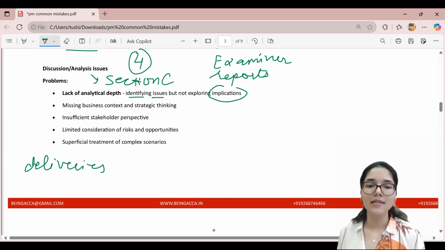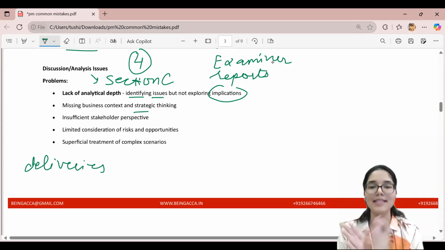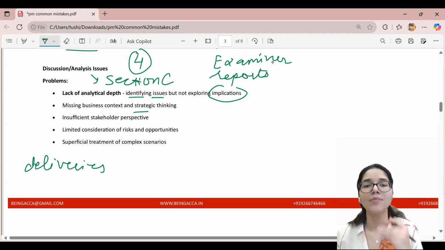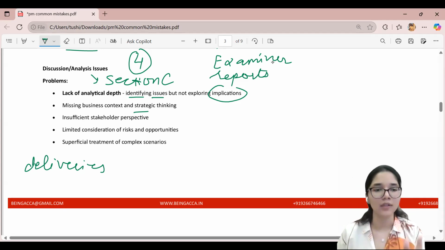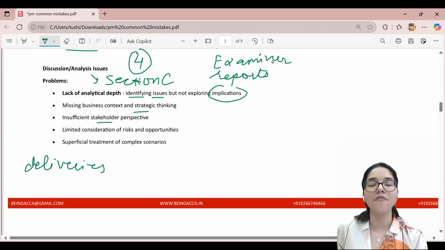Sometimes you miss the business context and the strategic thinking, that what will happen on an organization level, how will it impact the business in the longer term? That is what is missing. Sometimes you do not consider from the perspective of each and every stakeholder.